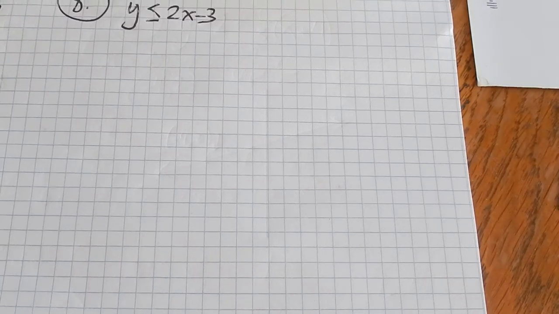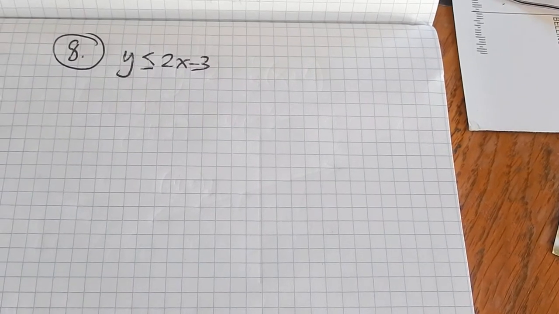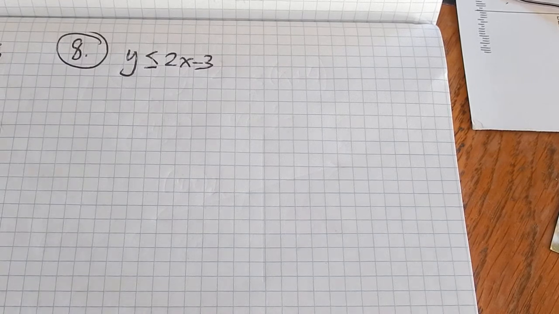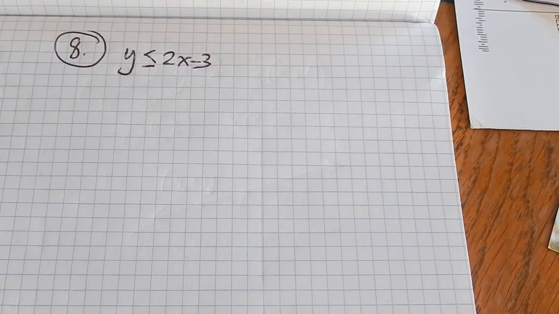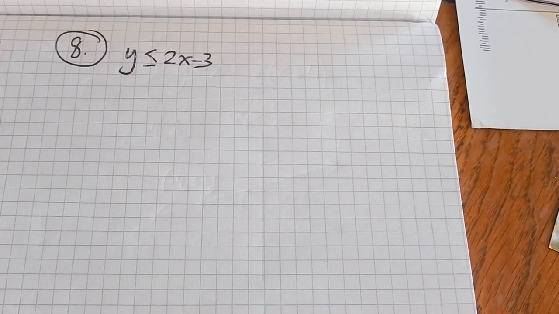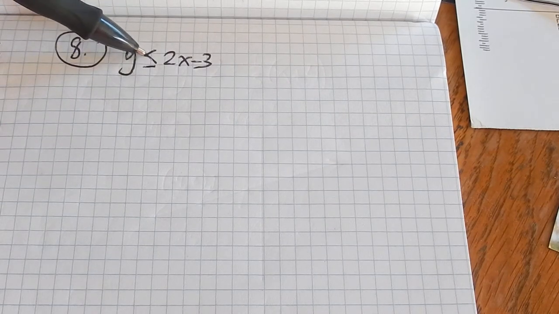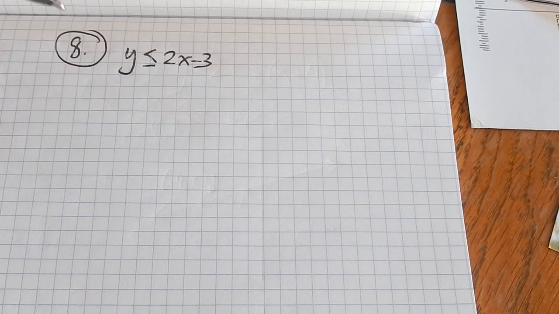This is Math 98. I'm going to adjust the camera so you can see the problem. This is question number 8 on the practice test 1. And the directions say graph. So I'm going to look at this inequality. It's not an equation, right? It's an inequality. And I'm going to graph it.